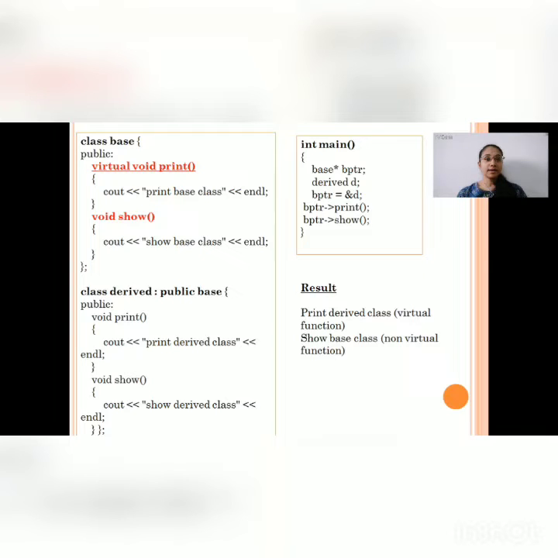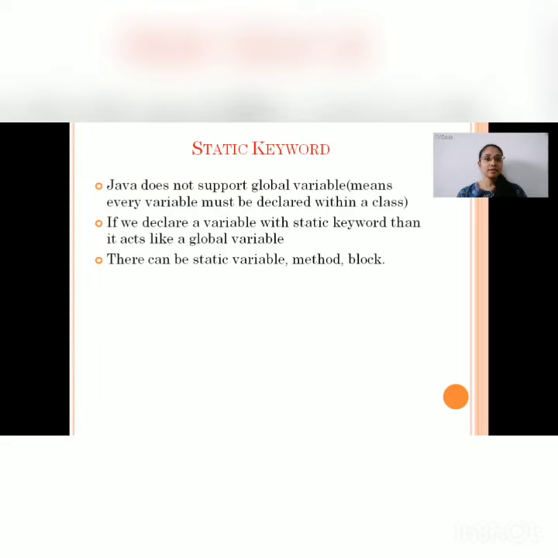Next, I will explain static keyword. In Java, global variable is not supported. That means every variable should be declared within a particular class. When a static keyword is used with that variable, then it acts like a global variable. There can be static method, static blocks, static variables.